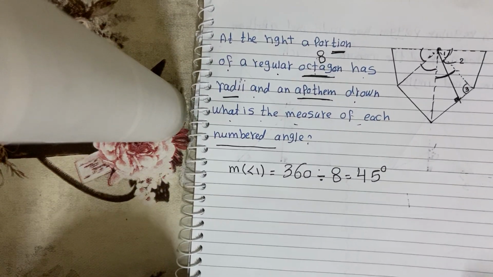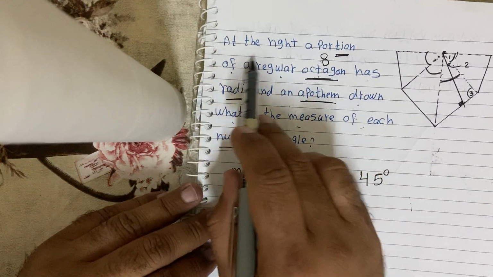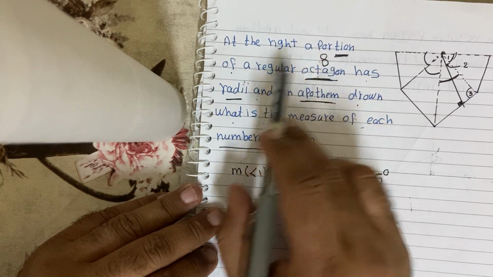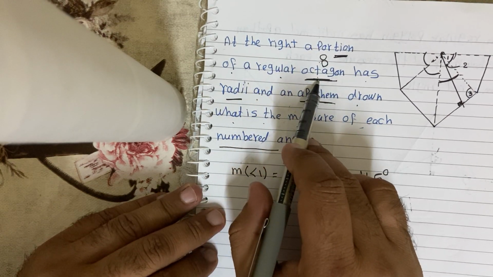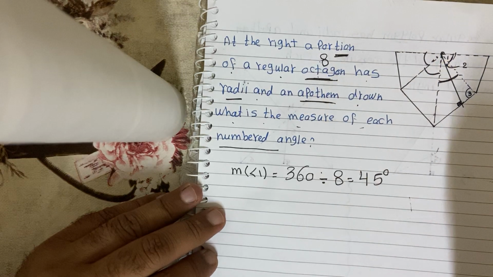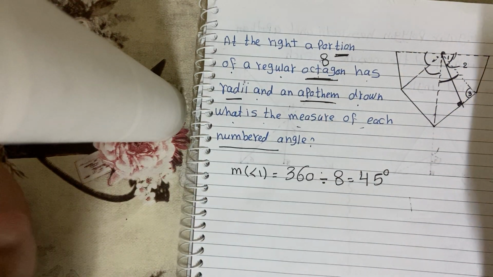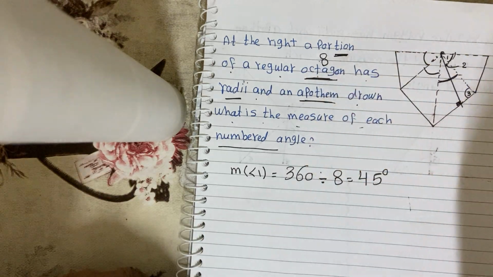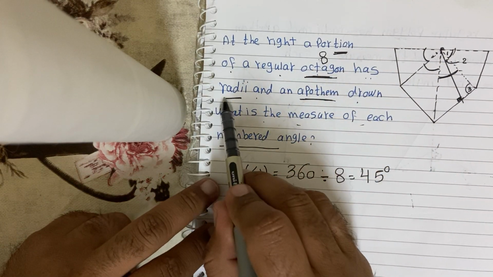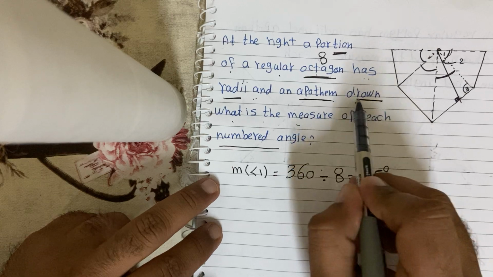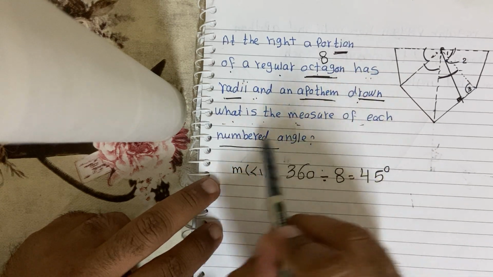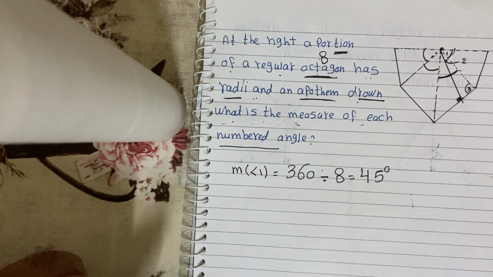Let's move to another exercise. At the right, a portion of a regular octagon. An octagon has 8 sides. It's like the word octopus. An octopus has 8 legs, so an octagon has 8 sides. It has radii and an apothem drawn. What is the measure of each numbered angle?